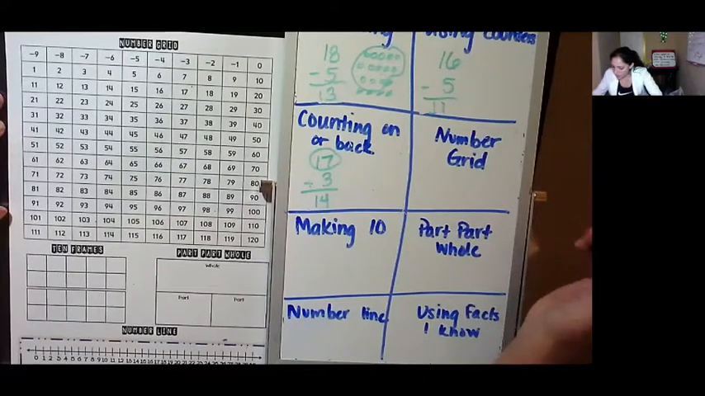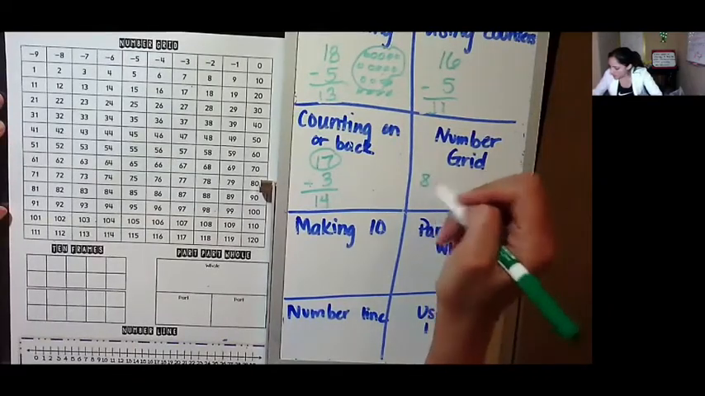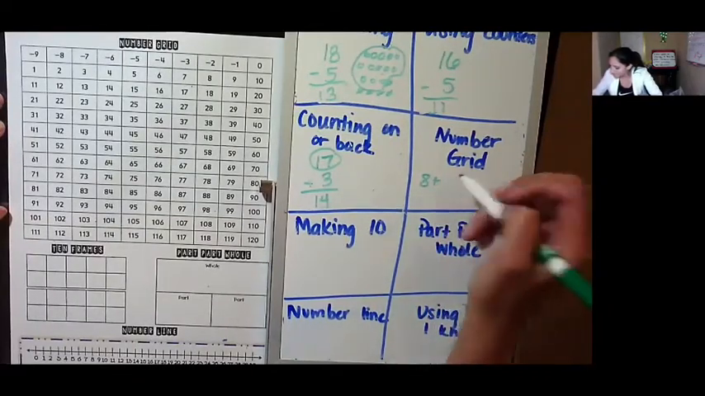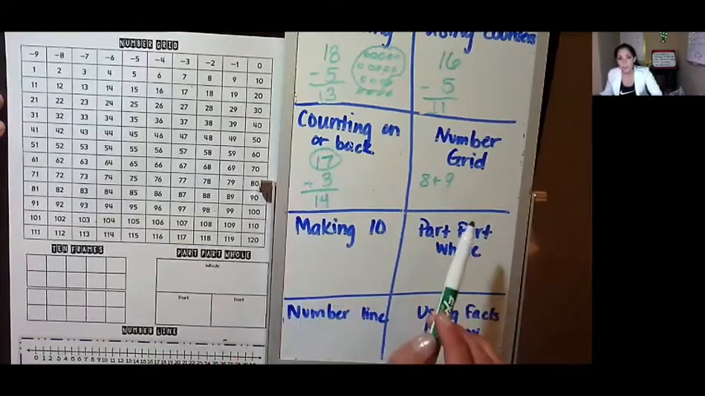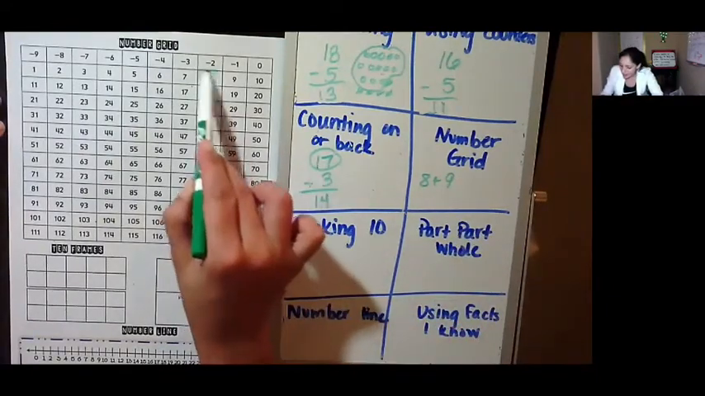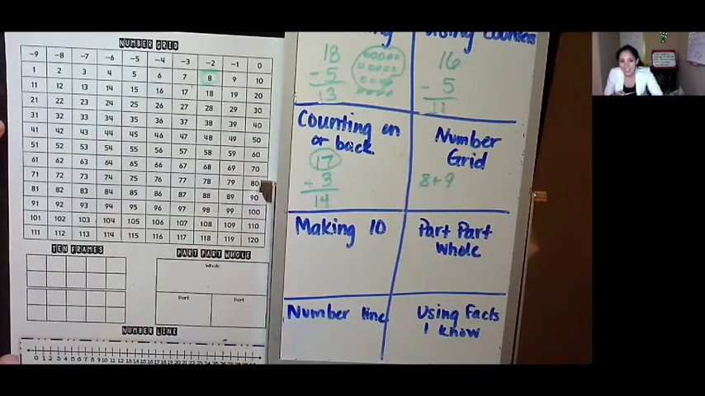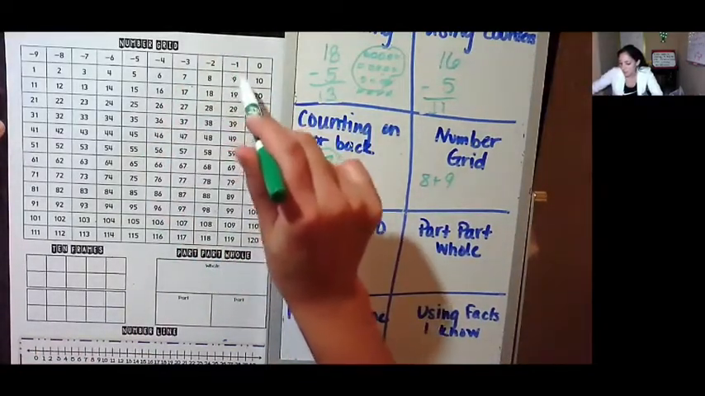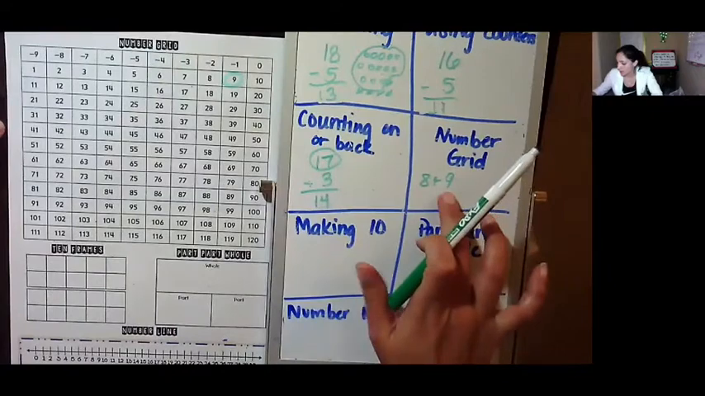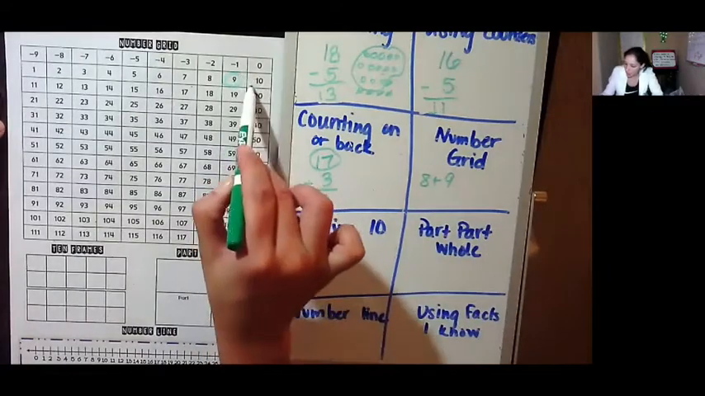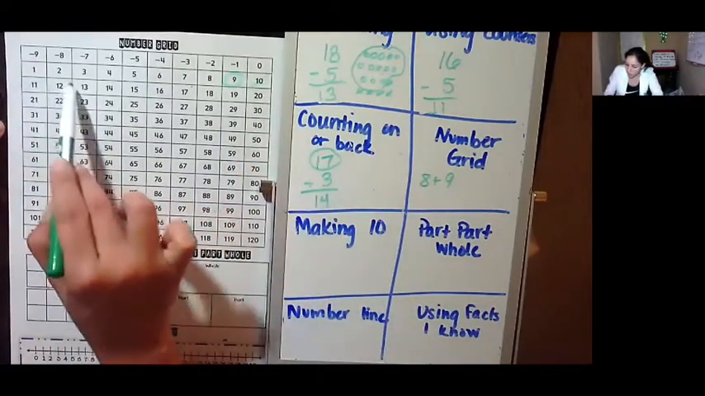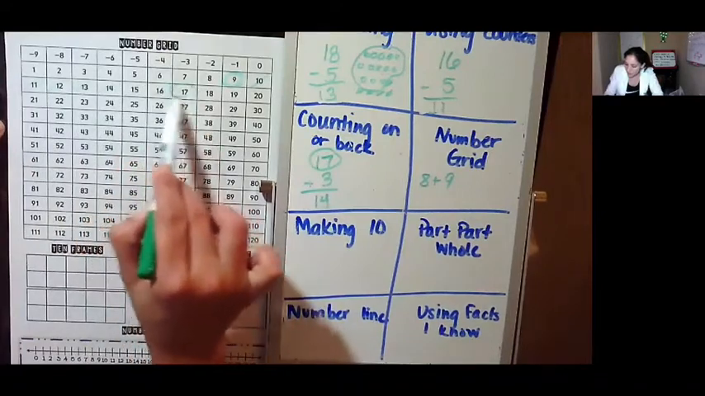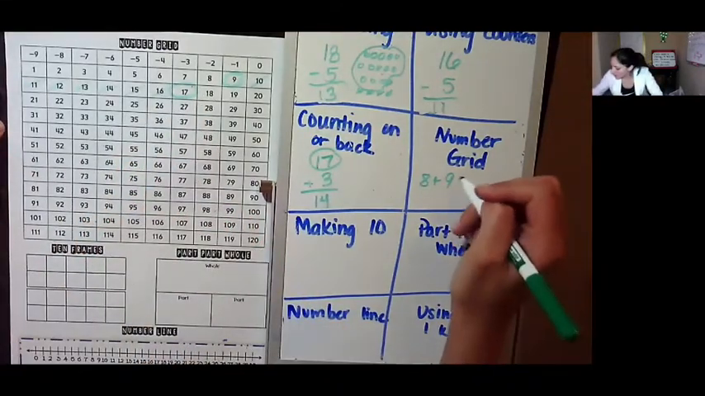So let's say I'm adding maybe 8 plus 9, okay? If I start on my number grid at 8 and I jump up 9, or I could start on 9 and that gives me 1 less place to jump. Okay, so I start on 9 and then jump up 8, 1, 2, 3, 4, 5, 6, 7, and 8 is where I land, 17.